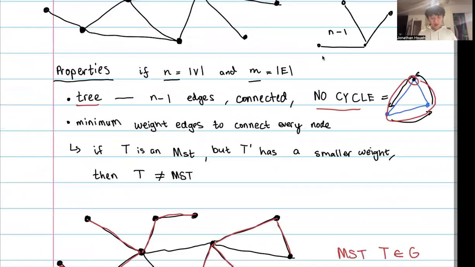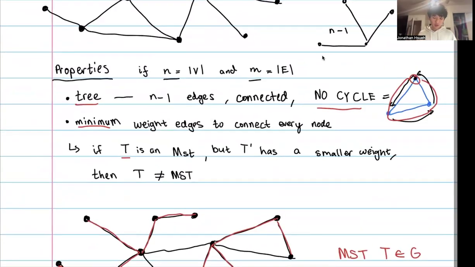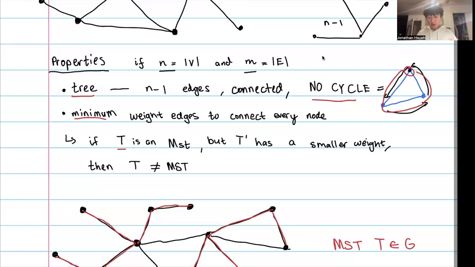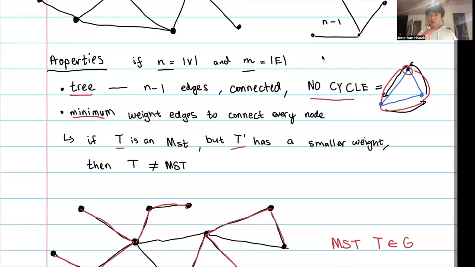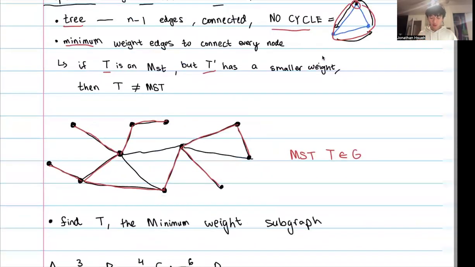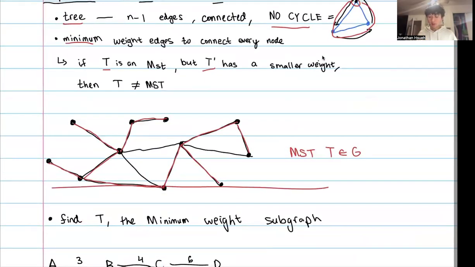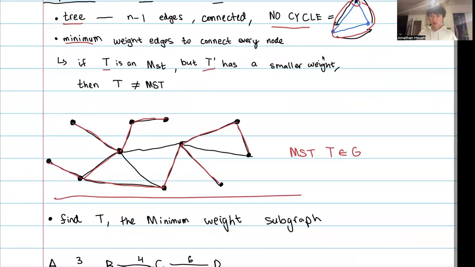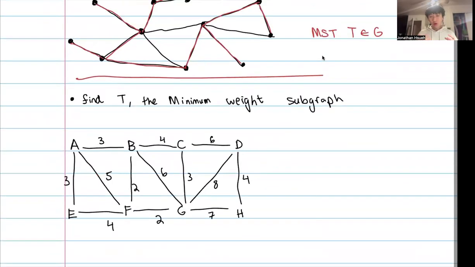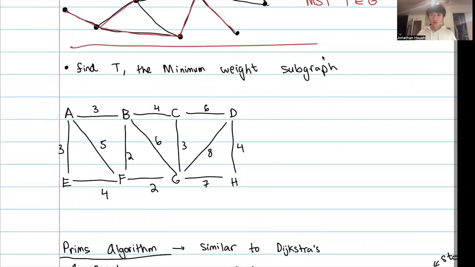And then the next thing is that it has to have the minimum weight edges to connect every node. A good way to illustrate that is, let's say T is a subgraph and it is an MST, but we find T prime, which has a smaller weight than T, then T cannot be an MST. And then here's a drawing of a potential MST in the original graph. So we want to be able to find these MSTs in a graph. And let's say there's edge weights, then we want to create a minimally connected graph.